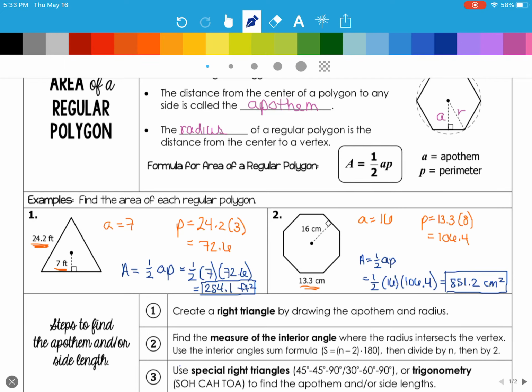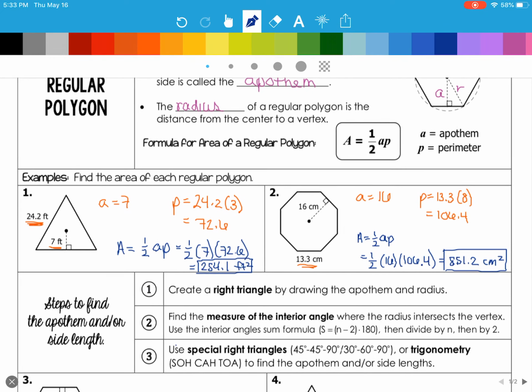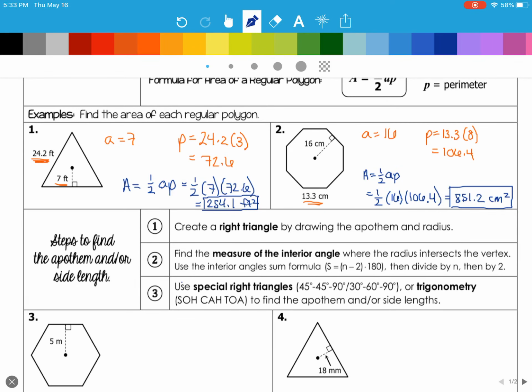But we're going to spice these problems up quite a bit. So what happens if I don't give you the apothem or I don't give you a side length? How in the world are you going to find the area of these regular polygons? First things first, you are going to find a right triangle by drawing the apothem and the radius. Second thing that you will end up doing is you're going to find the measure of the interior angle to that right triangle. And we'll talk about that. There's some more information afterwards. But I think you'll learn better when we go through the problem. And then the third thing that you're going to do is you're actually going to use trigonometry.